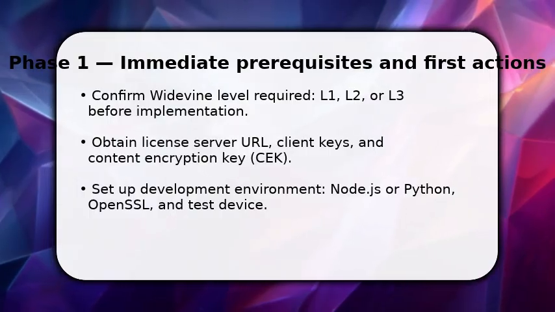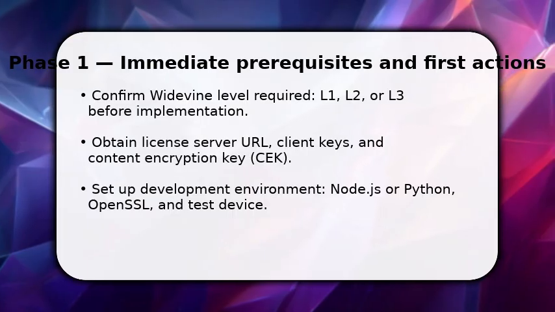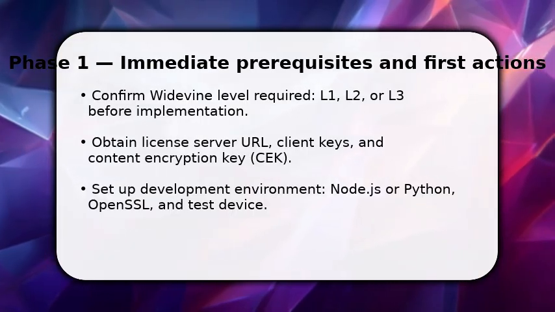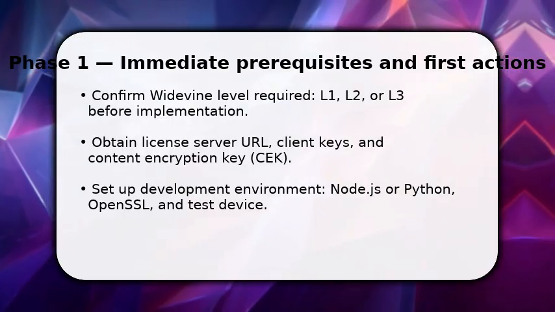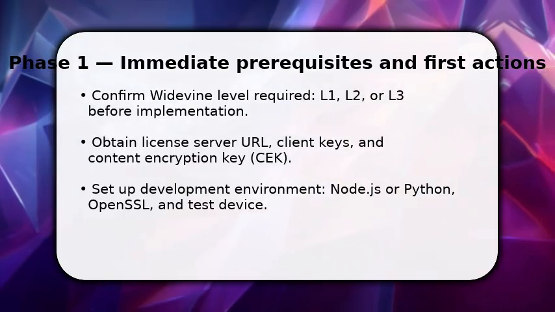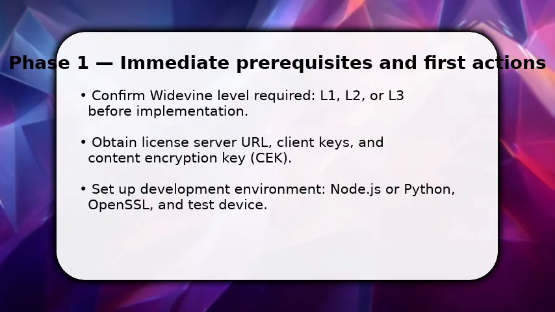You start by verifying the Widevine security level your content needs. This determines device and playback constraints. Once done, request access credentials from your DRM provider and provision a license server endpoint and CEK.